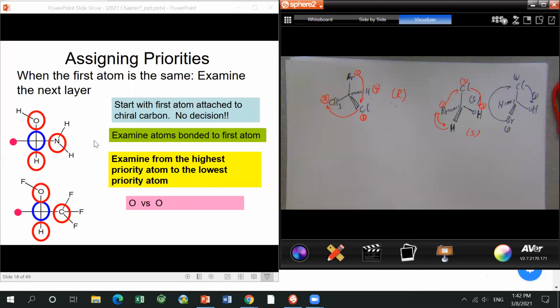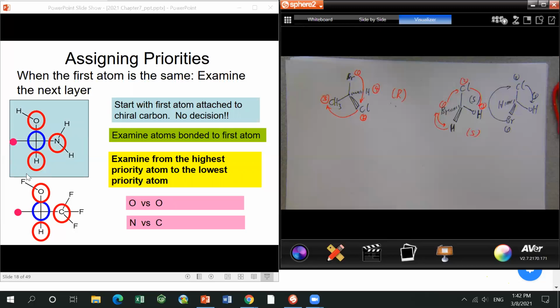Then we move to the next one. The top one has a nitrogen attached, the bottom one has a carbon attached. So now we can stop here, we already found a difference. The top one has higher priority, because nitrogen has a higher atomic number. Once we determine which one has higher priority, we can stop here. We don't need to move further.